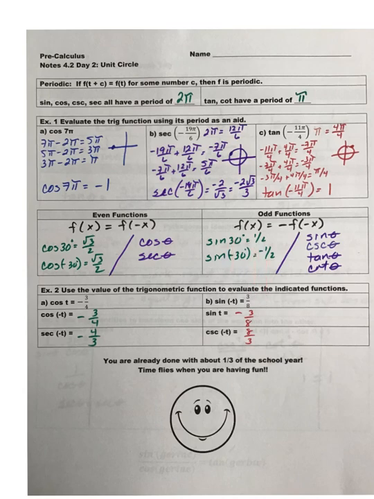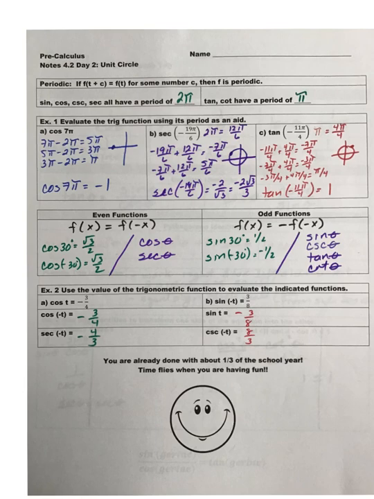Sometimes I could plug in a positive number and get out a negative, but then when I plug in the negative, I'd get out a positive. So that's the key: even functions, if you plug in opposites, you still get out the same number. Odd functions, if you plug in opposite numbers, you get out opposite numbers. And all the rest of them are odd. Sine, cosecant, tangent, cotangent, all of them.